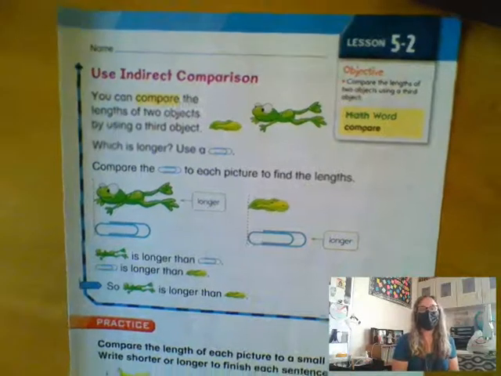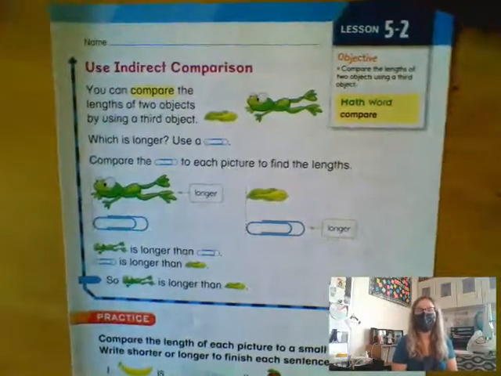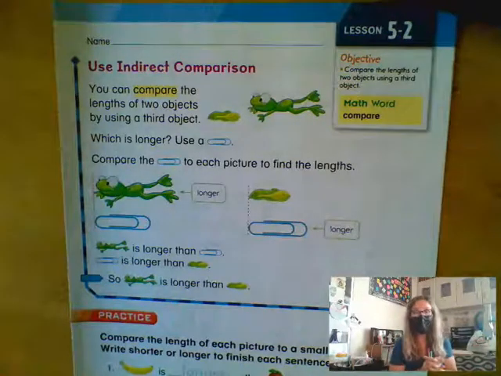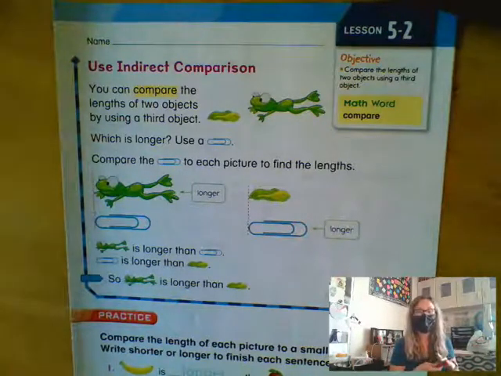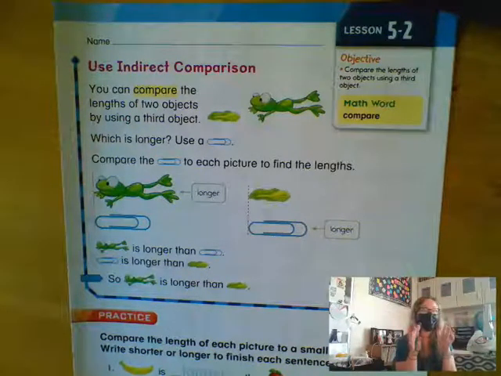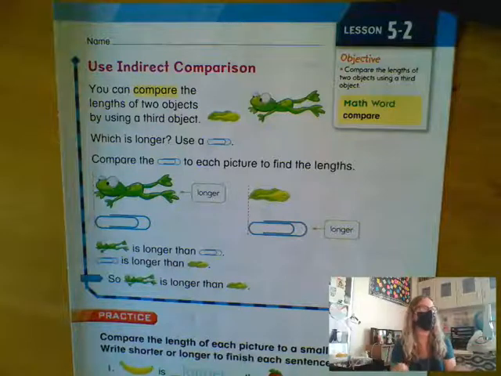Today we're going to be talking about comparing by saying something is longer or it is shorter. And we can do that comparing two objects by using a third object, in this case, a paper clip. Okay?